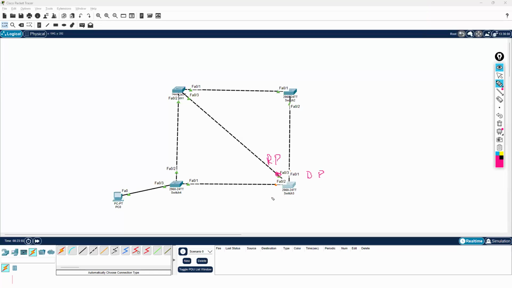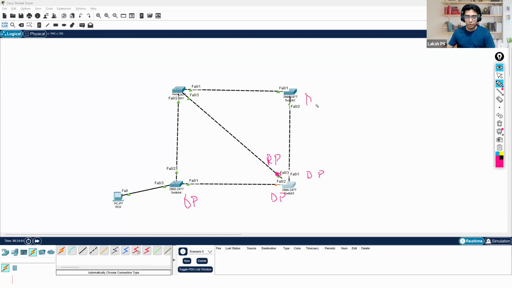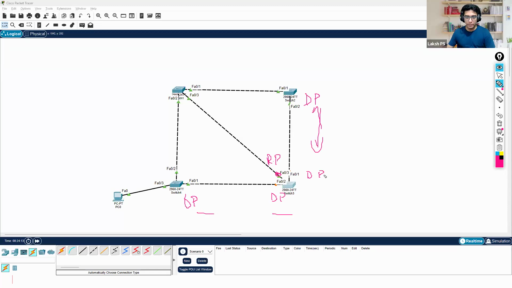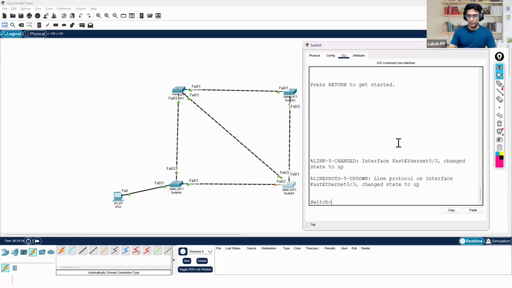Then these two will become designated ports. Out of these designated ports, the selection will be made. This other path is also a designated port, and this one is also designated. Now again there is DP-DP connectivity here, and on this side too, here also DP-DP, here also DP-DP. So you have to elect a block port. Let's open up switch number 3 and see what is happening.